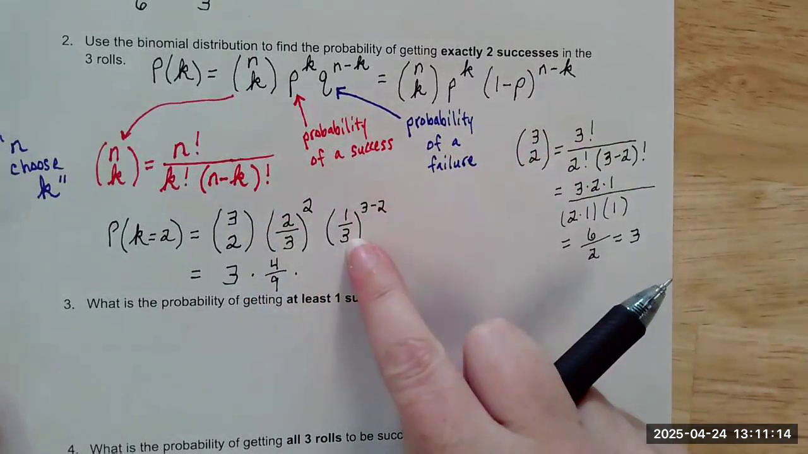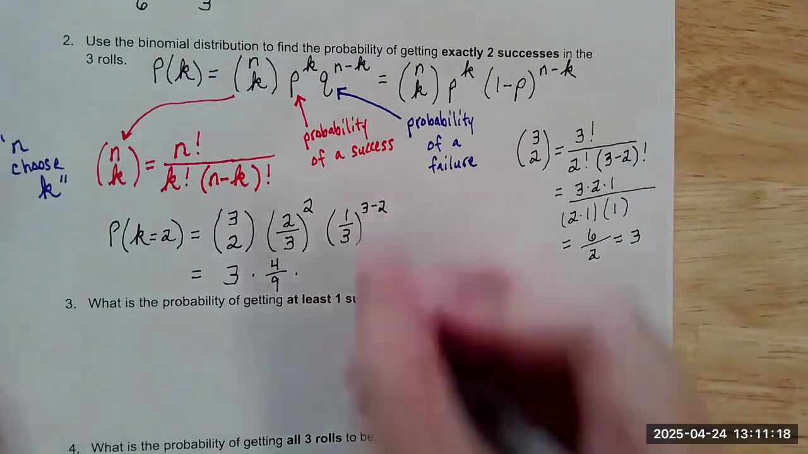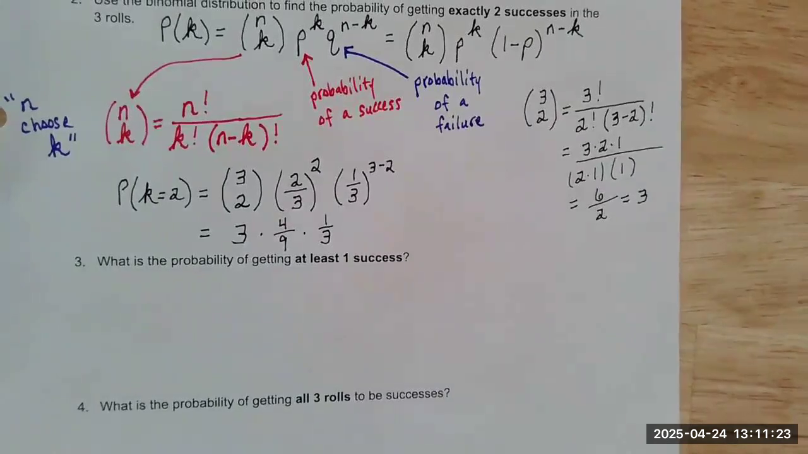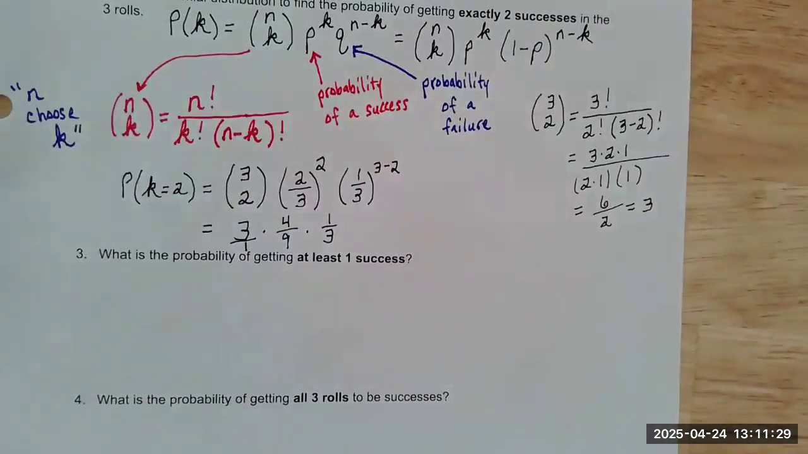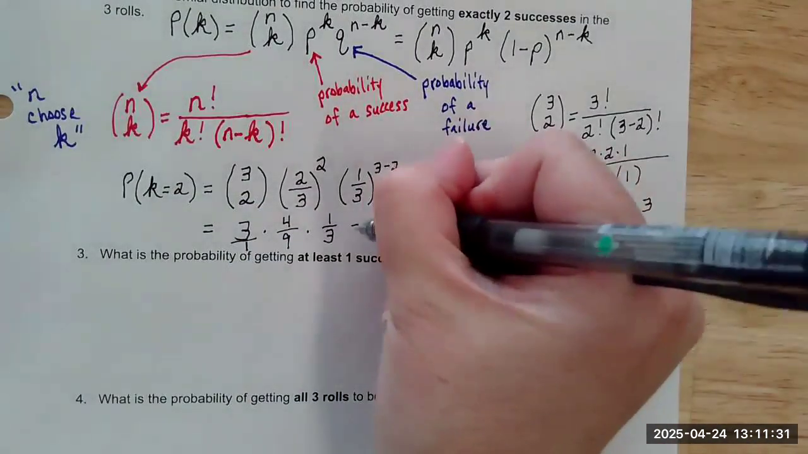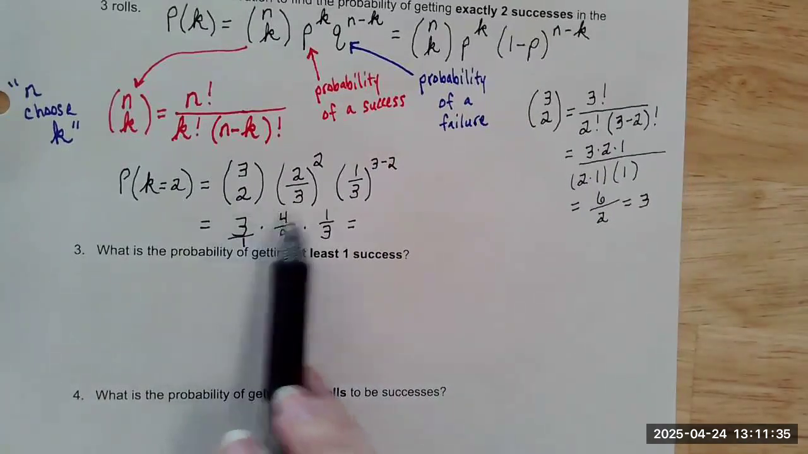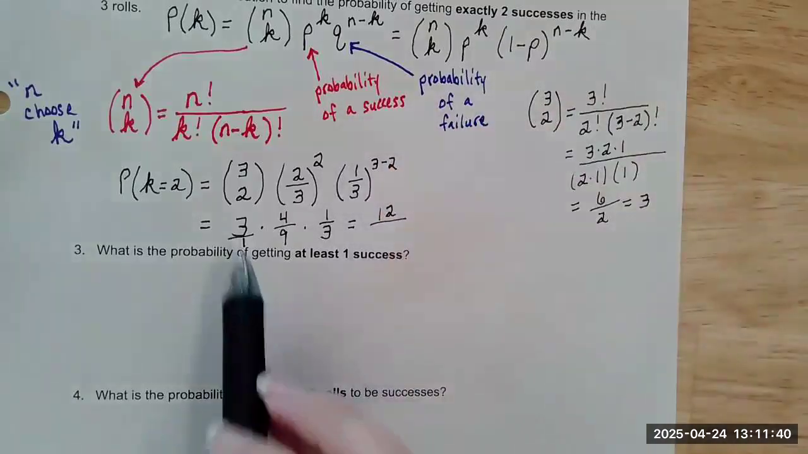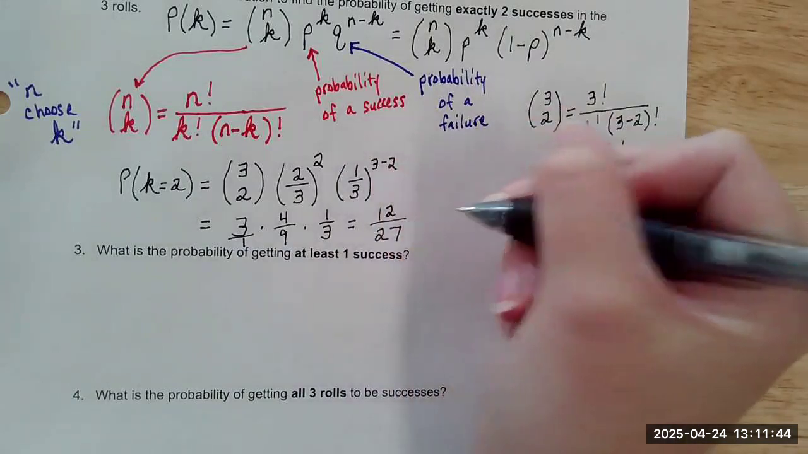And then 1/3 to the power of 3 minus 2. That's just 1/3 to the first power, which is just 1/3. So we got to multiply 3 times 4/9 times 1/3. If it helps, put that 3 over a 1 so that you can see it's got a denominator as well. And so we have to multiply all the numerators together and then all the denominators together. 3 times 4 times 1 is 12. 1 times 9 times 3 is 27.